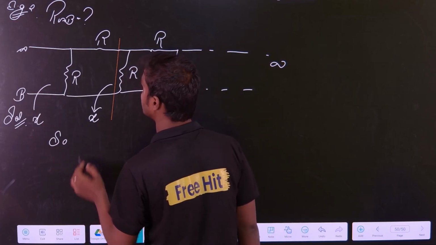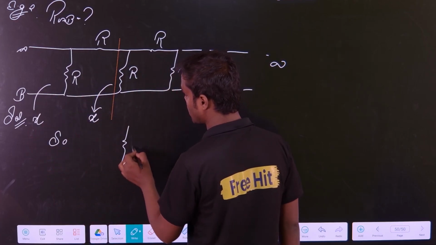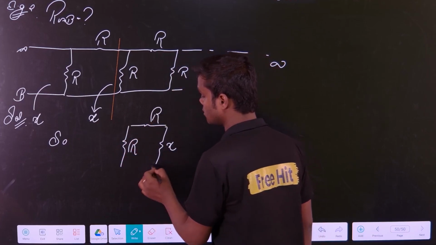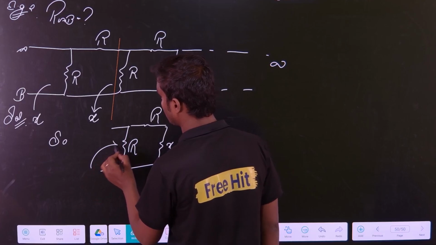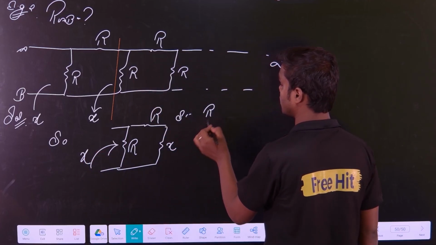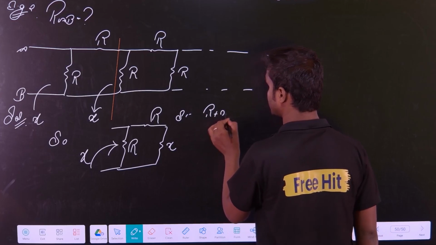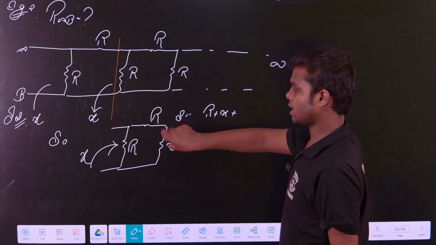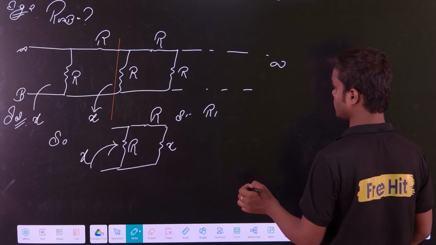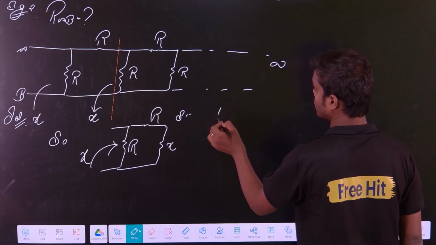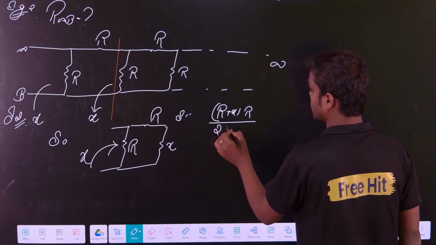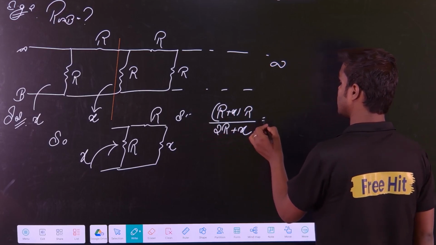So what value will you get? This is my R, this is my R, and this value I have taken as x, and from here we are getting R equivalent as x. So you will get R plus x, which is in parallel with this R. What will it become? R plus x into R upon 2R plus x, that is equal to x.